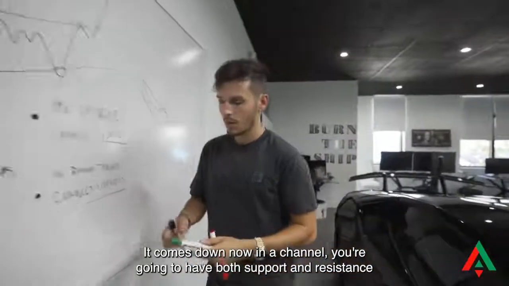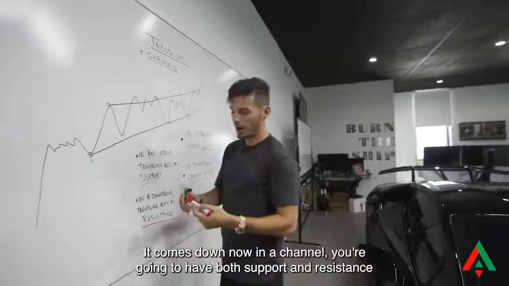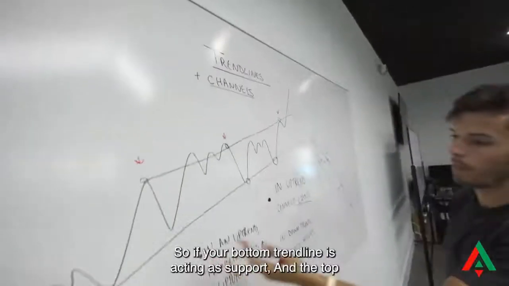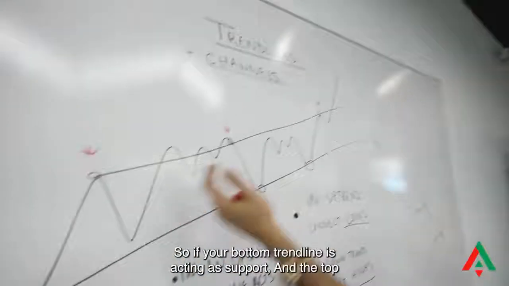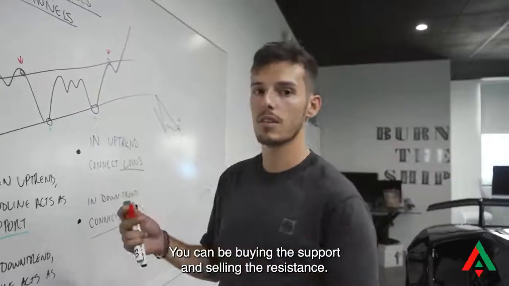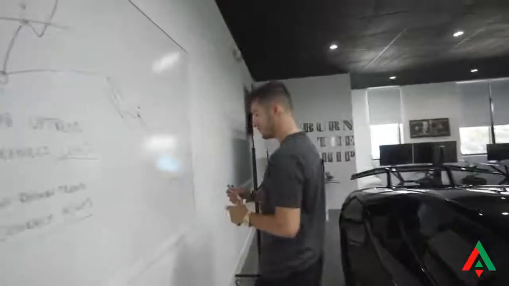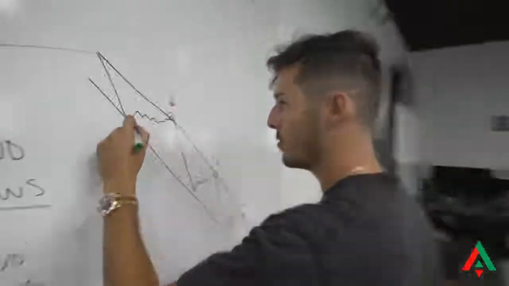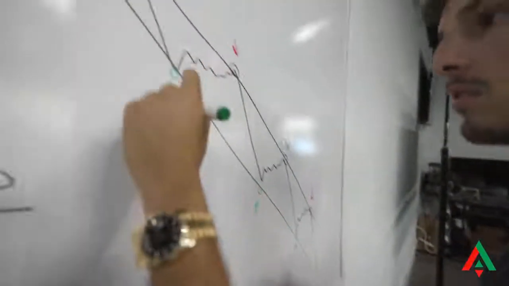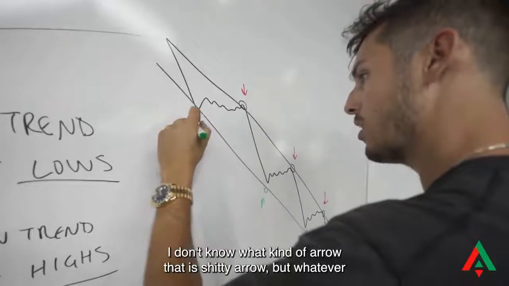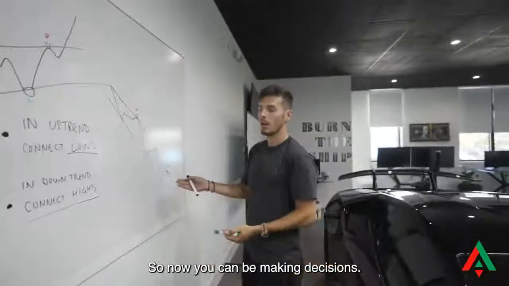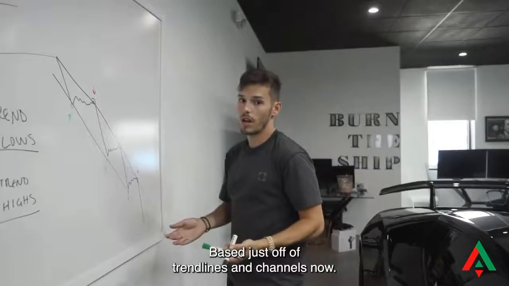Now in a channel, you're going to have both support and resistance. So if your bottom trend line is acting as support and the top trend line is acting as resistance, you can make trading decisions off of that. You can be buying the support and selling the resistance. That's how it would work. Same thing over here. The price comes down. You get the point. It acts as support. So now you can be making decisions based just off of trend lines and channels.